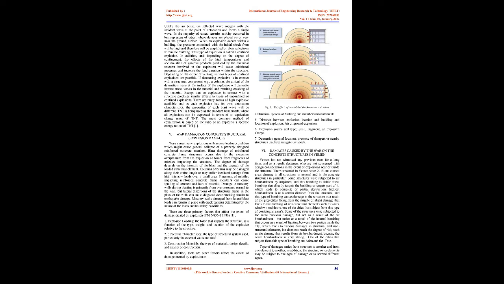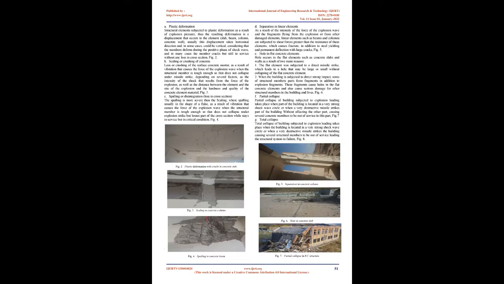There are three primary factors that affect the extent of damage created by explosion (TM 5-855-1, 1986). 1. Explosion loading, the force that impacts the structure, as a function of the type, weight, and location of the explosive relative to the structure. 2. Structural characteristics, the type of structural system used, particularly the external walls and roof. 3. Construction materials, the type of materials, design details, and quality of construction.